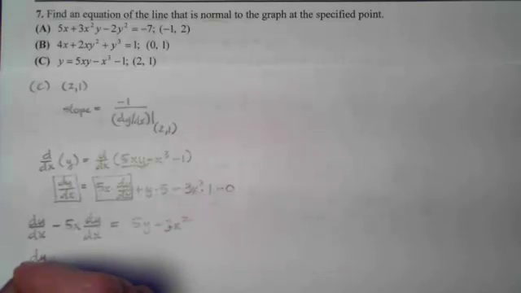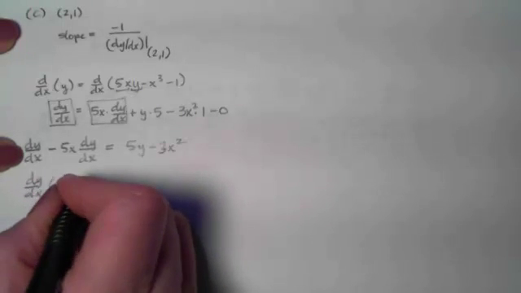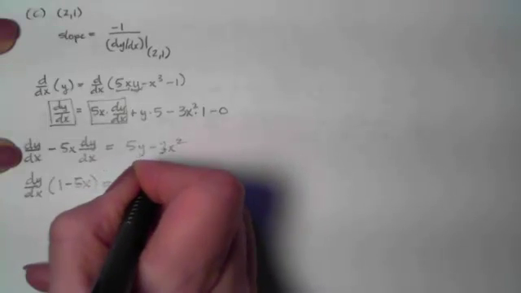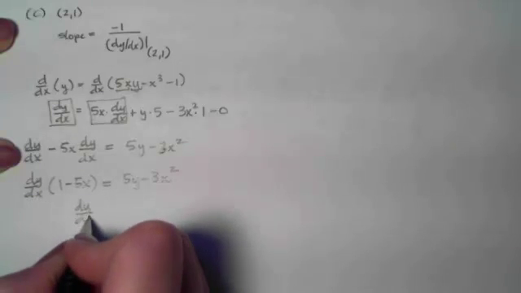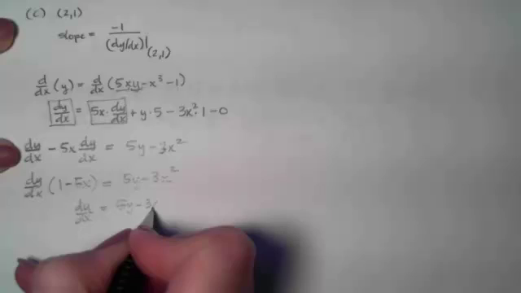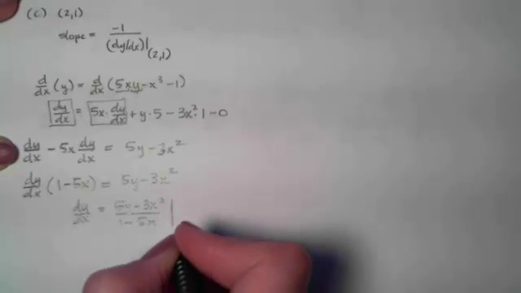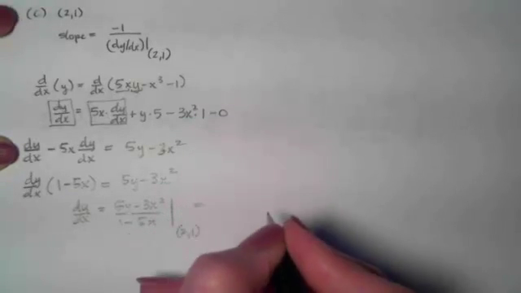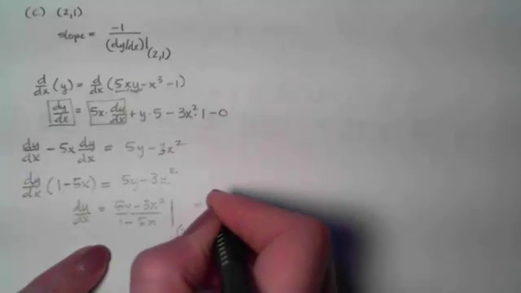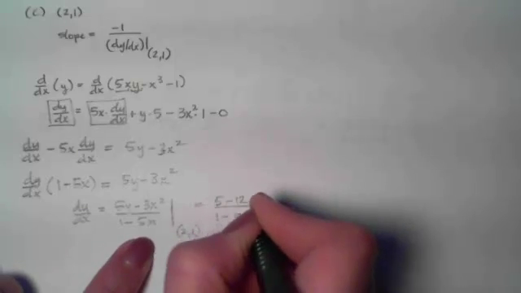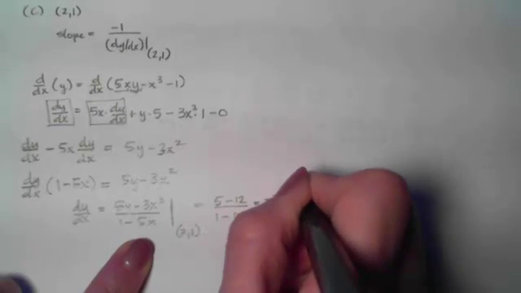So here, if I factor out my dy/dx, I will be left with a 1 minus a 5x, and on the other side, 5y minus a 3x squared. So if I isolate dy/dx now, I have a 5y minus a 3x squared over a 1 minus a 5x. If I evaluate at the point (2, 1), that means everywhere I've got an x, I'll put a 2. Everywhere I've got a y, I'll put a 1. So I get a 5 minus a 12 over a 1 minus a 10. That gives me a negative 7 over a negative 9, or a 7/9.